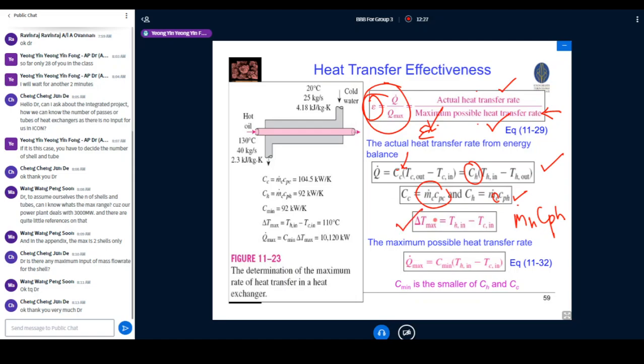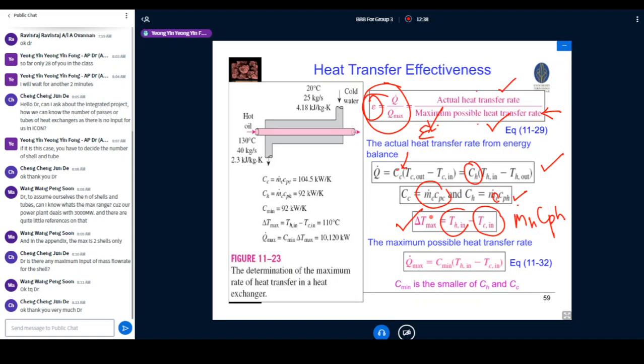Okay, whereby it is TH in minus TC in. This one is always, okay, the hot fluid inlet temperature minus the cold fluid inlet temperature will always be delta T max in a heat exchanger. Okay, because their difference is the highest.